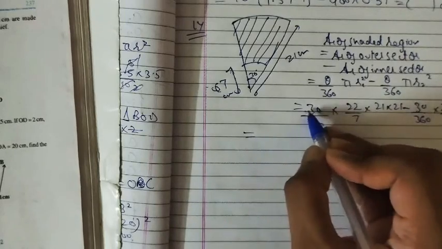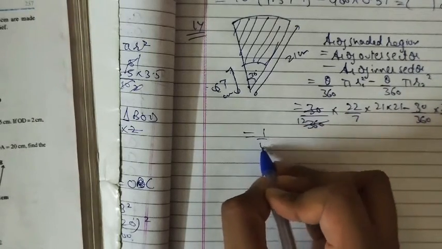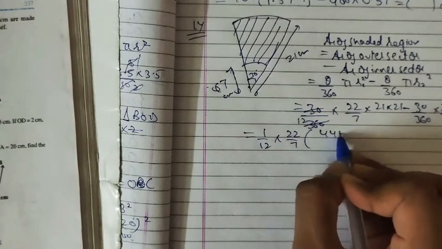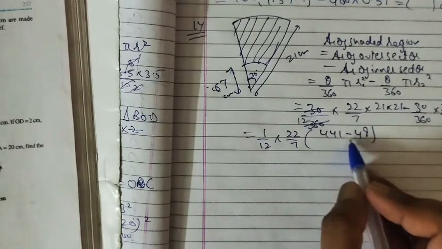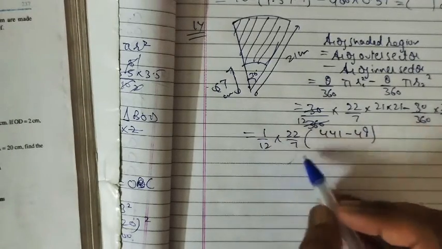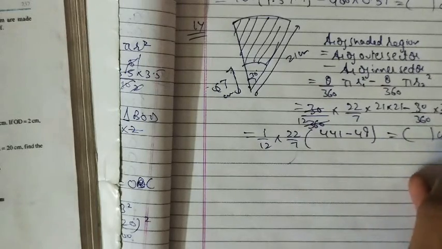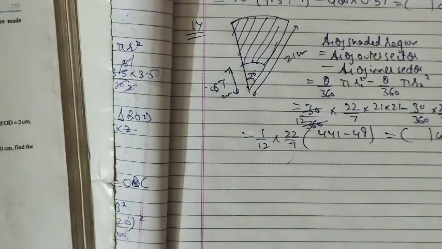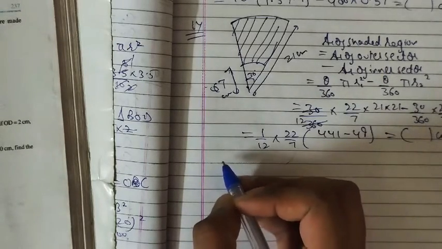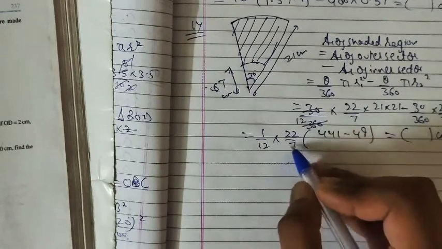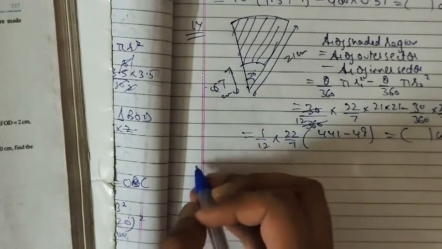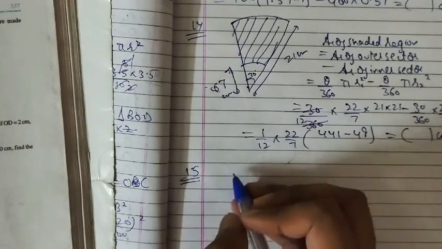So 30 upon 360 is 1 by 12. Taking 1 by 12 and 22 by 7 common, we have 21 square is 441 minus 49. Just subtract this and solve, and you will get the answer in centimeter square. This is a very easy question. This will be 392, so 7 from 392 will get cancelled, and whatever answer is there, just divide by 12 and multiply by 22.